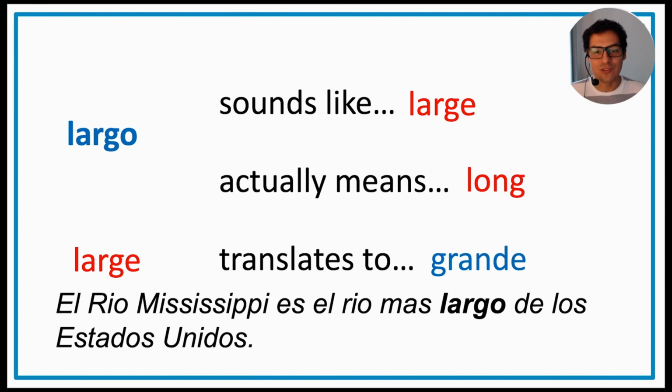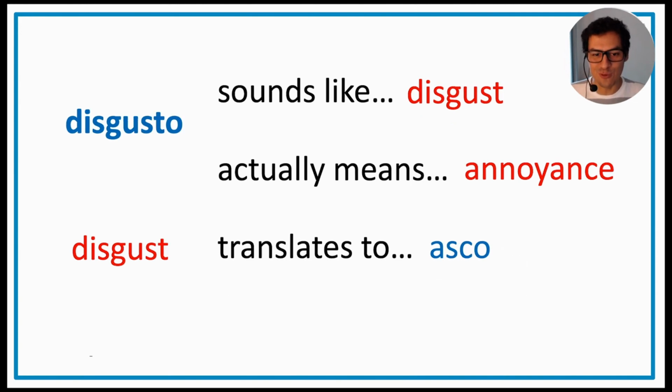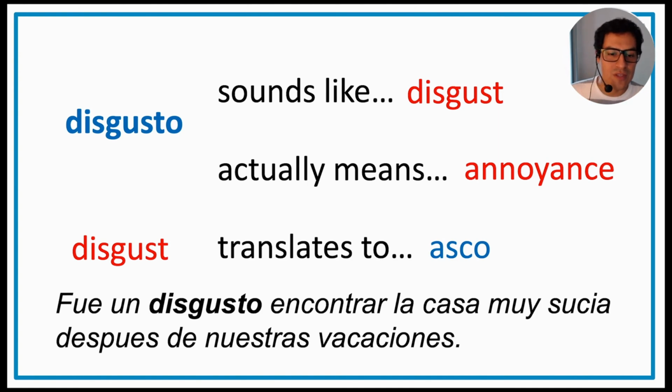Now let's take a look at a group of nouns, and the first word that we have here is disgusto. Disgusto sounds like it should mean disgust, but it translates to annoyance. The Spanish for disgust is going to be asco. So let's take a look at an example here. Fue un disgusto encontrar la casa muy sucia después de nuestras vacaciones.